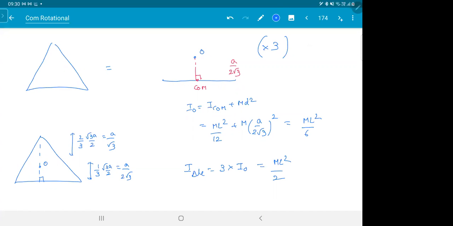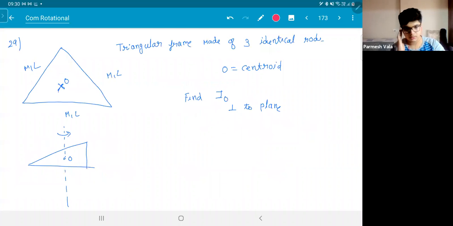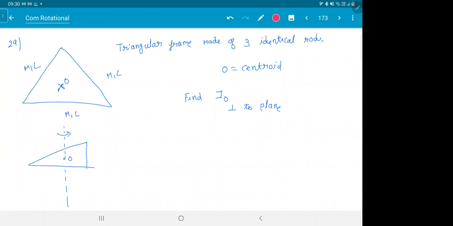Because for all the rods, if you see now, the perpendicular distance is the same. This is a perpendicular distance, perpendicular distance, perpendicular distance. If you just find it for one rod and multiply by 3, you'll get the answer. Check it out. Ask me if you're confused. Sir, can you show the previous page? Yeah. Thank you, sir.